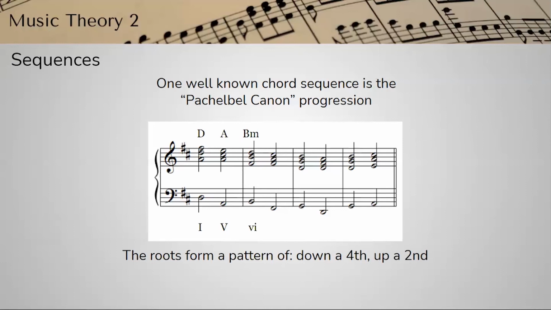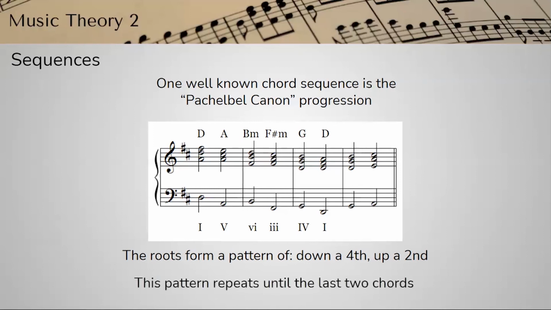Then it repeats, this time starting on B. Down a fourth to F sharp, and then up a step to G. And then down a fourth to D, and this time it kind of ends. So sequences don't have to be complete either. They can just be part of it. So this sequence pattern repeats until the last two chords.